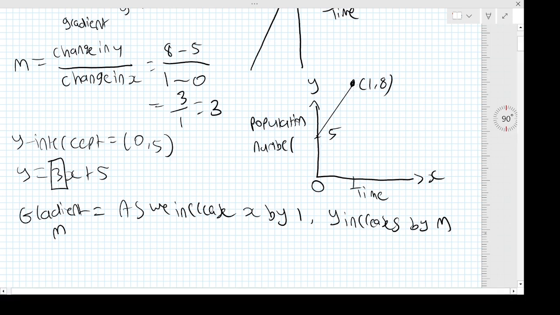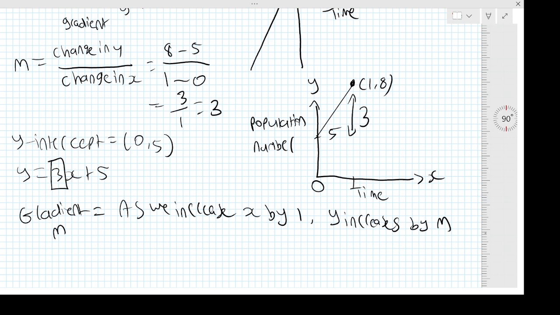So we've gone up by 3 as x goes up by 1. And that's what the gradient tells us. As x goes up by 1, the gradient tells us how much y goes up by, okay?